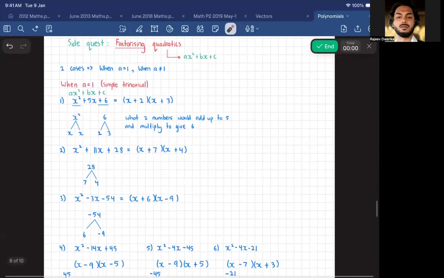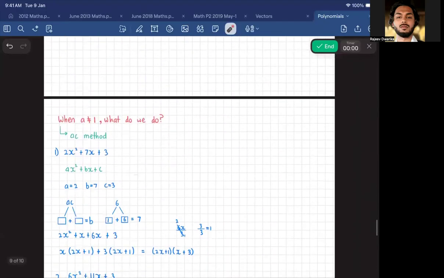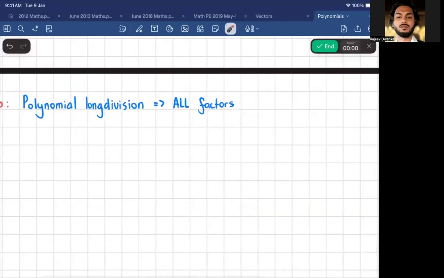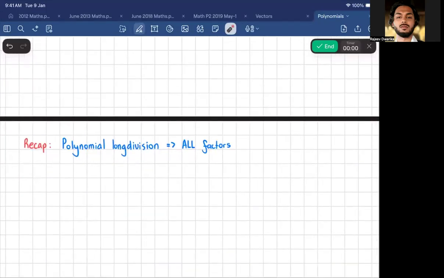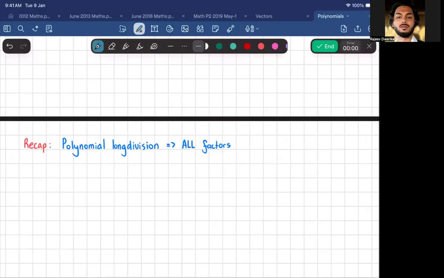So if you see a question asking you to prove if something is a factor, or they're asking you to find the remainder, you're not going to use long division. The only time you're going to use long division is when they ask you for all the factors. That's the only reason why you should use it, right? I'll put that in red. Only use long division.